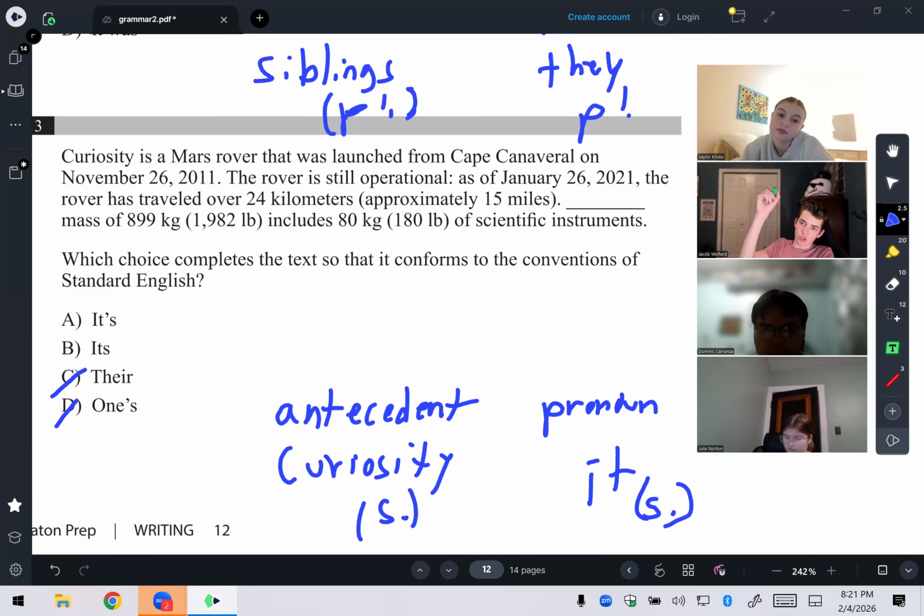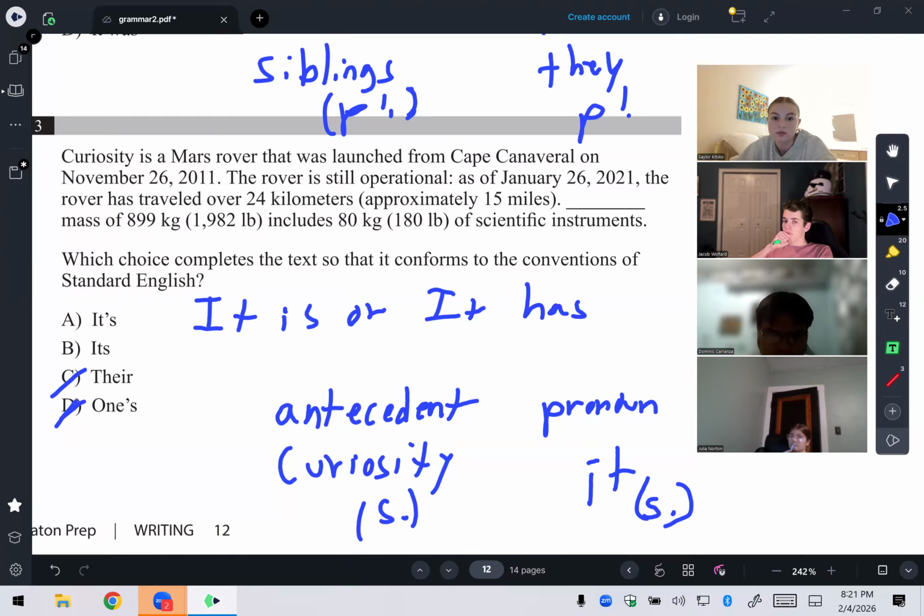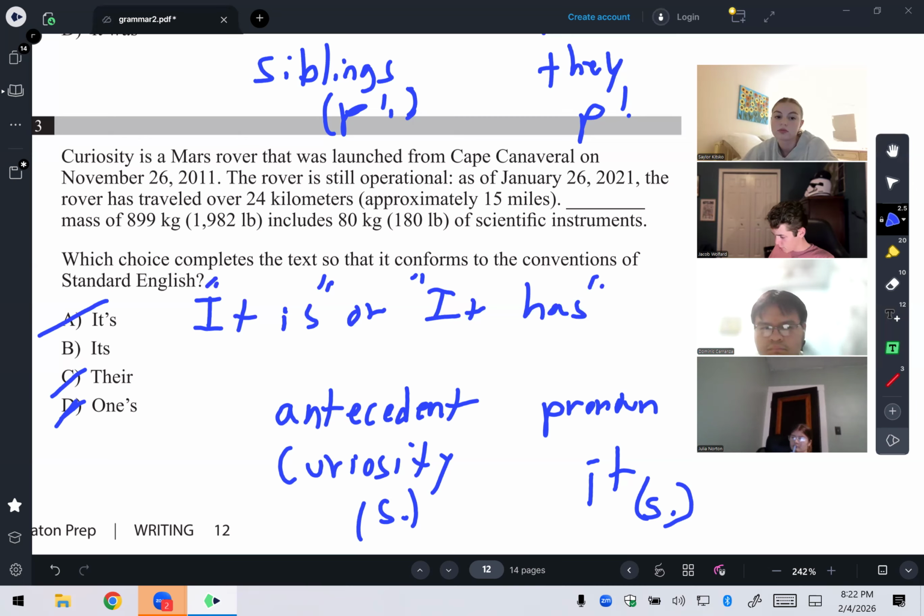But is it A or B? I have a test for this. So the contraction it's, I-T apostrophe S, means it is or it has. So the way to check these is to just read it that way in the sentence. You'll immediately know if it's A or B. I'm going to try it. It is mass of 899 kilograms, includes 80 kilograms of scientific instruments. That didn't work. So no apostrophe. You can do the same thing with this contraction. Oh, sorry, it's hard to write on this tablet.